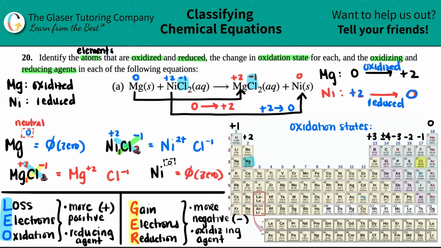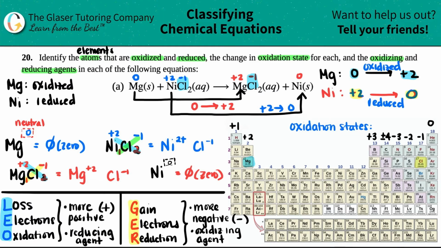Now we just want to say the change in oxidation states. We did that already. The change in oxidation state for magnesium was it started at a 0 and it went to a +2. That's the change. It became more positive. Nickel, on the other hand, the change in oxidation state, it started at a +2 and it went to a 0. So those are your answers for that. And now we just need to say which one is the oxidizing and which one is the reducing agent.